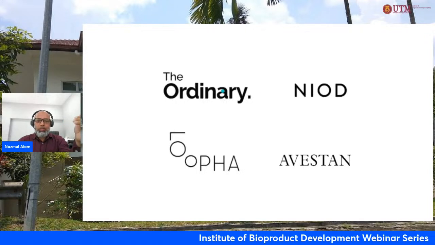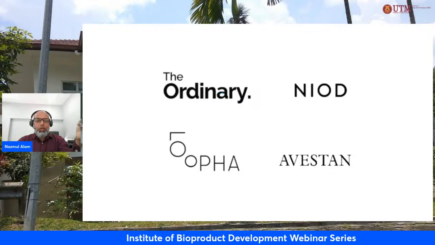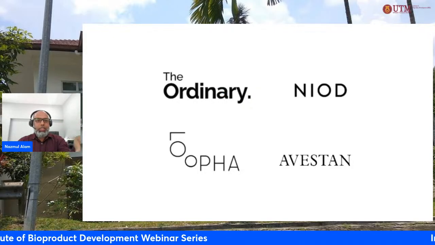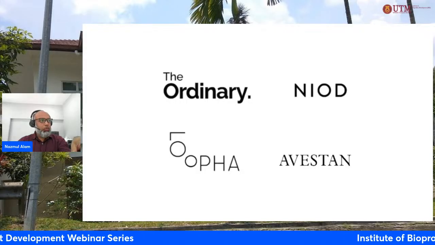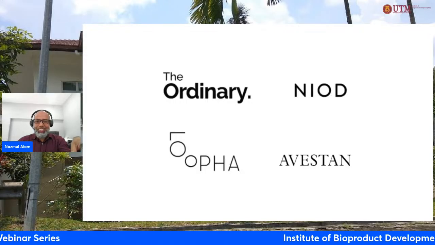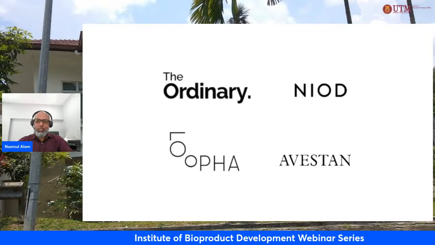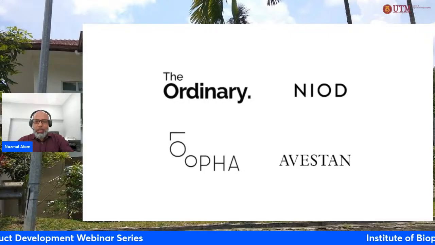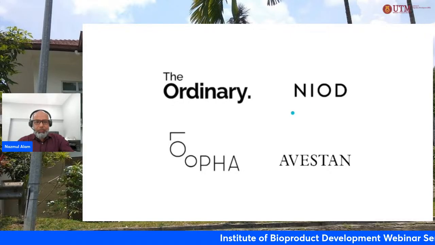So the first one is The Ordinary. This one is all about being clear and straightforward. It gives you good science-backed ingredients without breaking your bank account. And then Neod, if you're into the newest skincare innovations, this is for you. It's our most advanced brand, using cutting-edge stuff, really optimizing your skin.